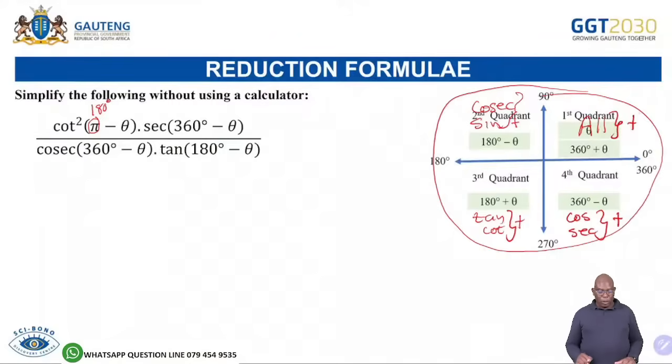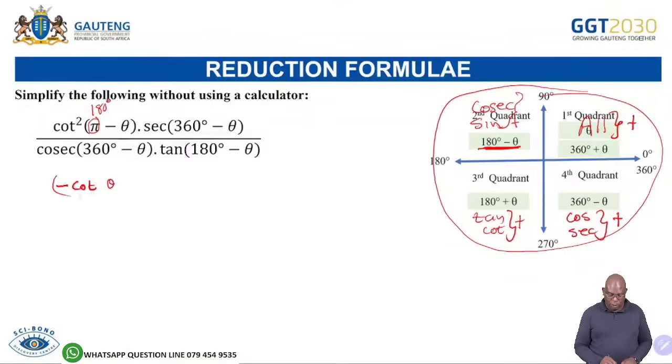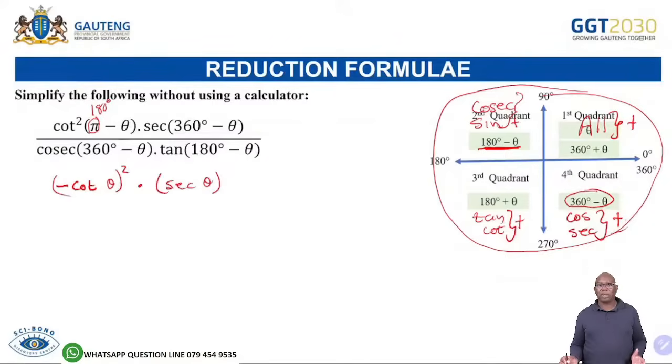Now, if I look at the cot of 180 minus, can you see cot 180 minus? In the second quadrant, there's no cot here, which means then it becomes negative. So I'm going to write negative cot of theta. I'm reducing. But this whole thing is squared. Multiply by 360 minus, it's here. Do we have a sec? Yes. Is it positive? Yes. So I just write it as a positive sec of theta. As simple as that. You get a mark for that.